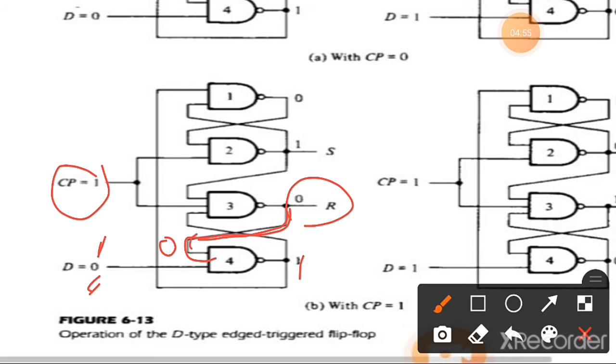When Cp returns to 0, if it changes from 1 to 0, can the output of gate 4 change? So if we change the value of Cp to 0, then this will be 0, then the output of R will be changed to 1, and that will make the change in the output of gate 4. If both inputs are 1, then the output becomes 0.